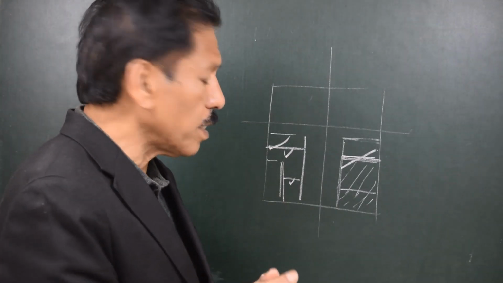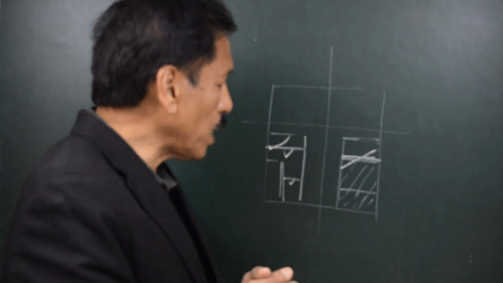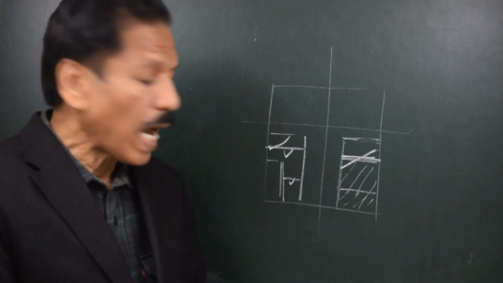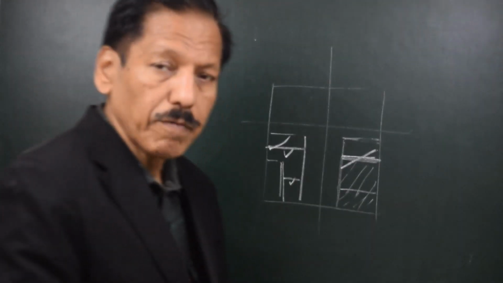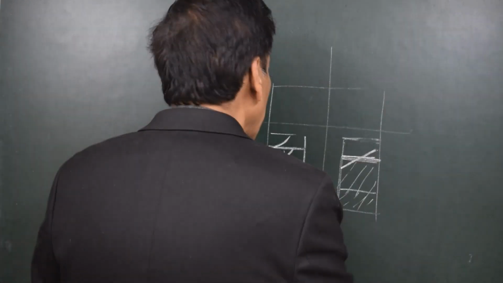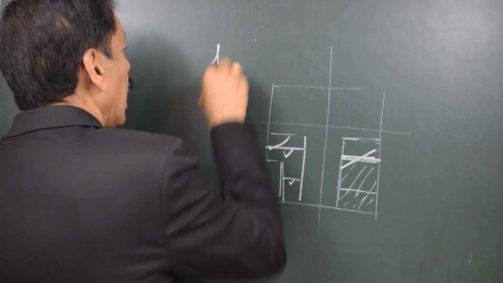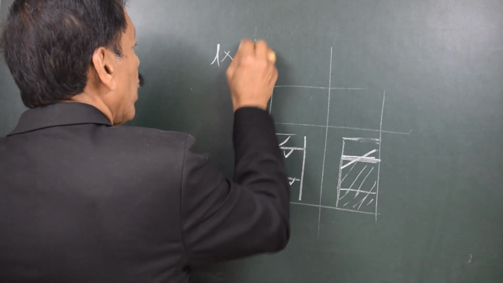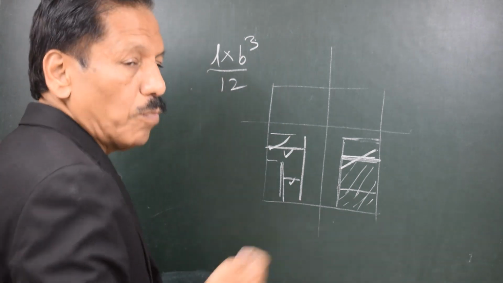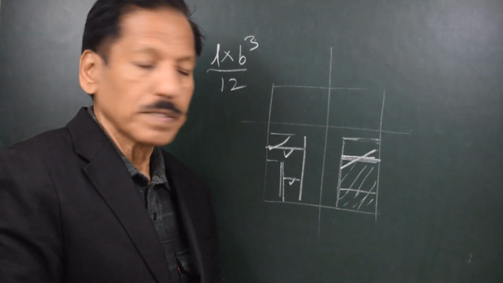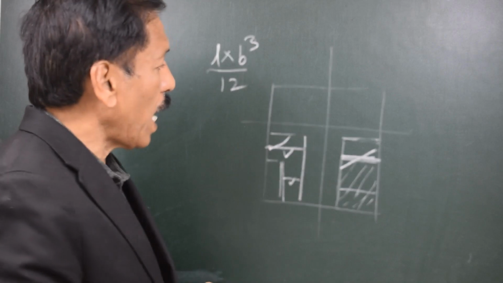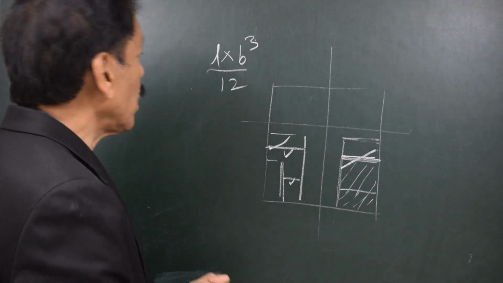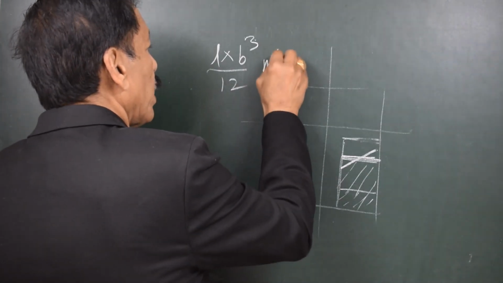Now, this is understood: the transverse movement that is allowed for the liquid to move will decide the free surface effect. For a rectangular tank, there is a formula: the length of the tank in the fore and aft direction into b cubed upon 12 gives the moment of inertia of the free surface. So the length and the breadth of the tank are important. The quantity of liquid inside is not important.